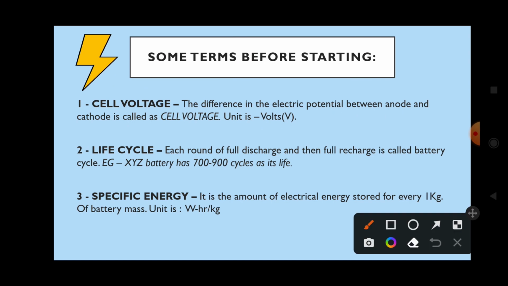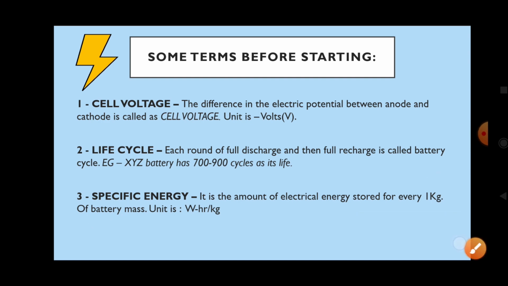Cell voltage. Cell voltage is the difference in the electric potential between the anode and the cathode. It is measured in volts. Second, life cycle. Life cycle is each round of full discharge and then full recharge. Example, XYZ has 700 to 900 cycles. Specific energy. It is the amount of electrical energy stored for every 1 kilogram of battery mass. The unit is watt hour per kilogram.